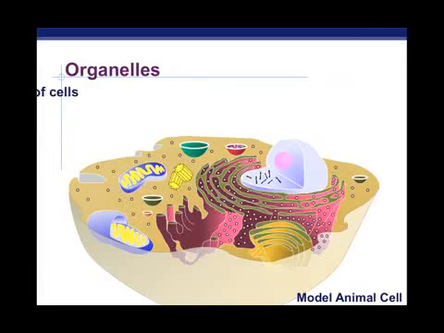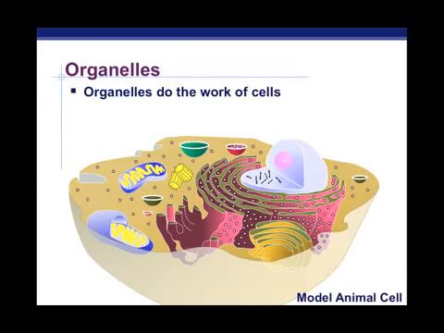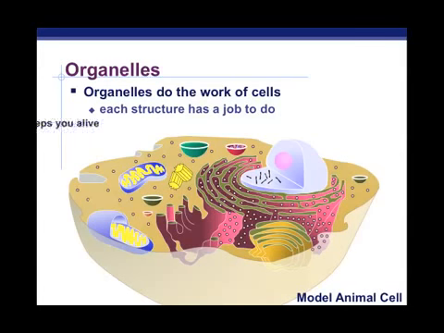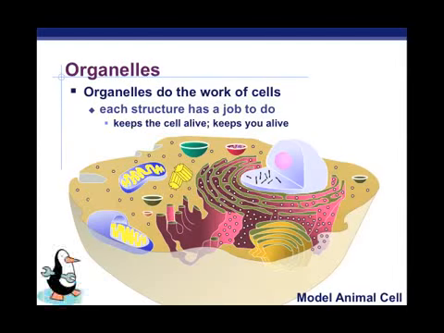So here is a model animal cell. And you can see all these little things in them. Those are called the organelles. And each organelle is like an organ. Like your stomach is an organ, it does digestion. Well, you have some organelles inside the cell that do the same thing. They're just at a much smaller level, and they're in every cell. Every organelle does its own job.